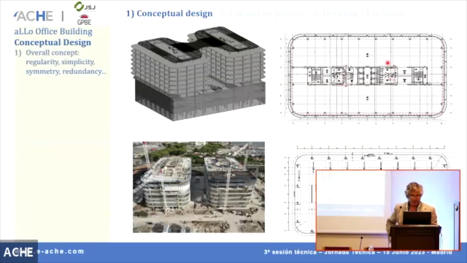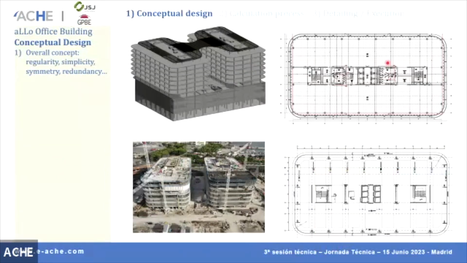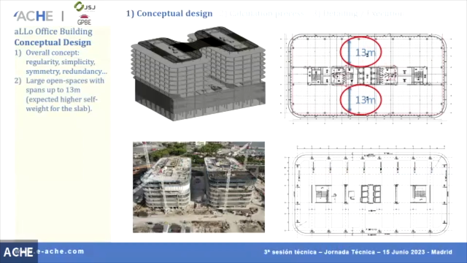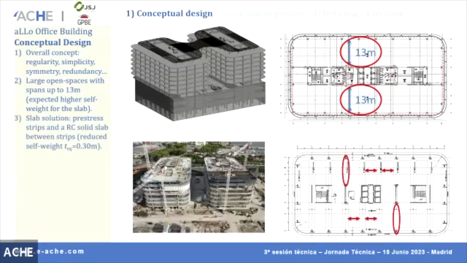Okay. Well, the overall concept is regularity, simplicity, symmetry, and redundancy. It's very important for a well-behaved structure in a seismic region. So the large open spaces up to 13 meters led us to expect a higher self-weight of the slabs when compared with a common structure with smaller spans like 7 or 8 meters. So what we did was pre-stressed strips and a reinforced concrete slab between those strips, the idea being to reduce as much as possible the self-weight of the slabs.